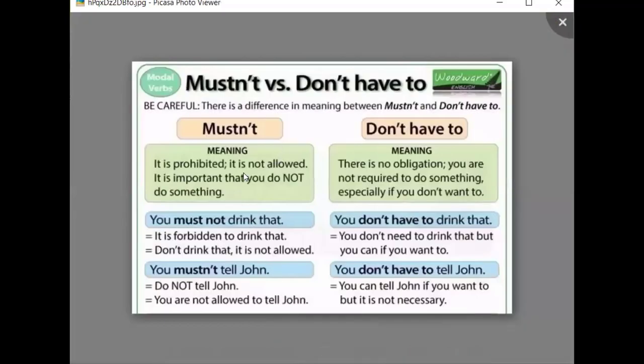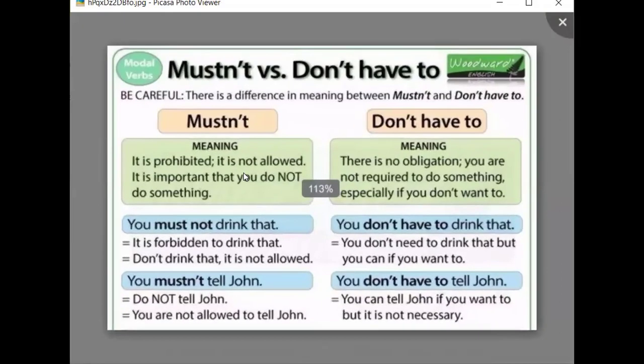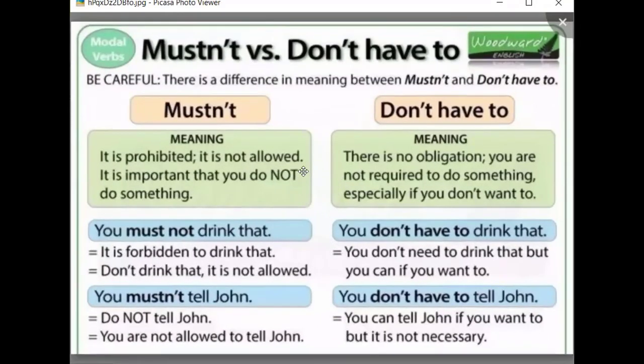What is the difference between mustn't and don't have to? Let's discuss this. Who would like to read this? Yes, we have many students today. Okay, Hania, read. Start from here. Mustn't versus don't have to.